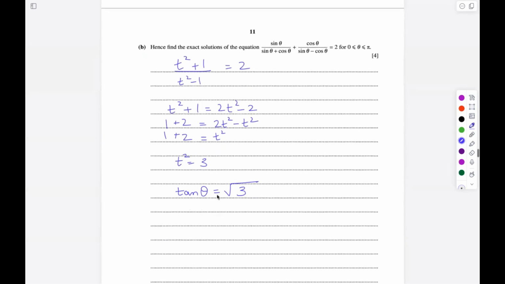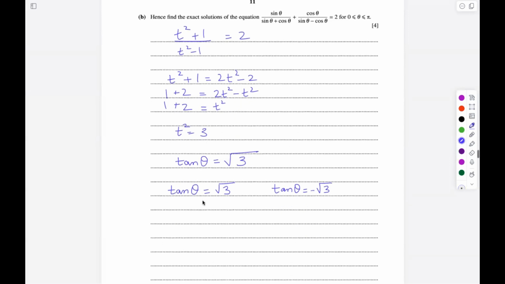As when we have a square root, we have a positive and a negative value. So we'll write tan theta is equal to square root of 3, and tan theta is equal to the negative square root of 3. So we'll have positive and negative values of tan. Now taking tan inverse of square root of 3, that will give us the basic angle. So the basic angle, tan inverse of square root of 3, is pi upon 3.